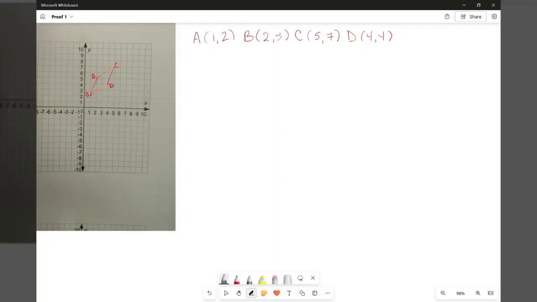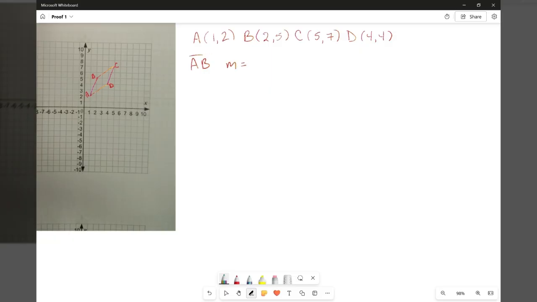Quadrilateral ABCD obviously is not a square or rectangle, but we want to see, is it a parallelogram? Is it a rhombus? If it was close to looking like a square, we might want to look at the angles, but let's start by doing the slopes. So if I have the slope of AB, M stands for slope.